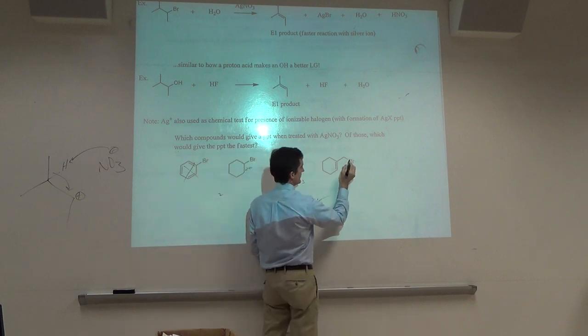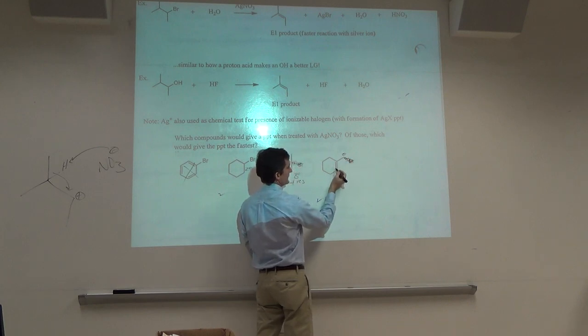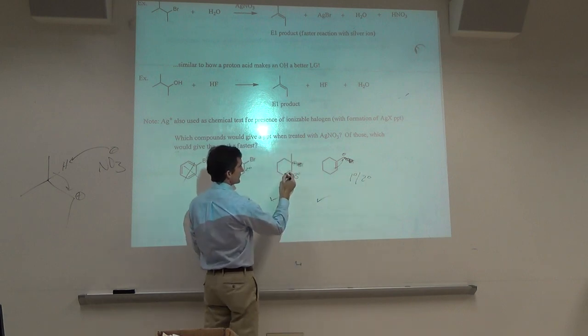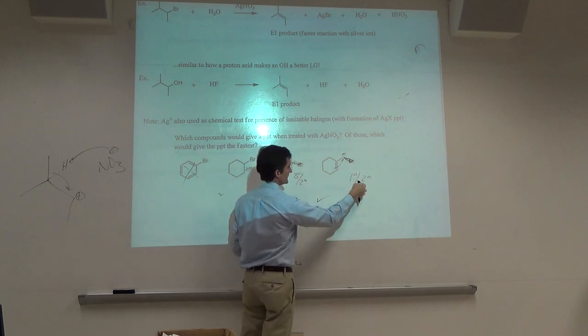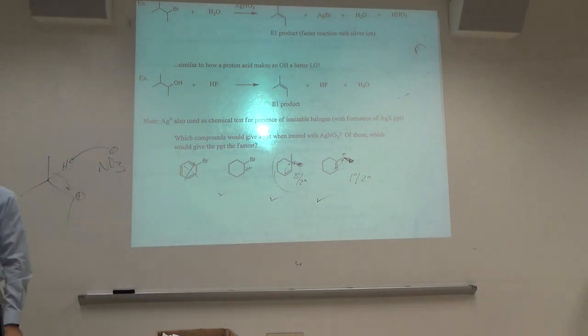This one would be primary, but it would also be resonance stabilized. So it would be primary, resonance would make it secondary, so it's primary, secondary with resonance. This one's tertiary. If you do resonance, you get what? Secondary. Which is better? Tertiary, secondary, or primary, secondary? It's going to be your most stable cation. It will form fastest.